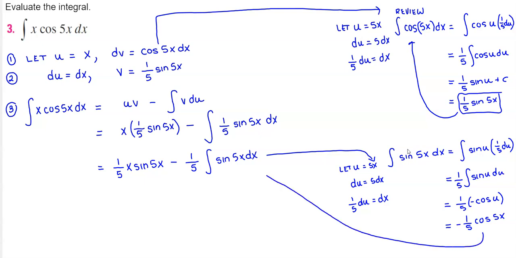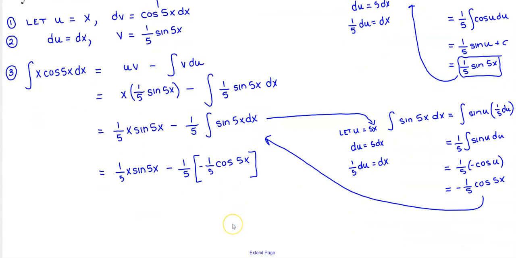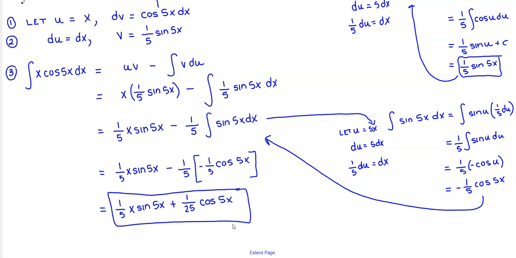So now we're going to bring that back into our problem. So we have 1/5 x times the sine of 5x minus 1/5 times negative 1/5 times the cosine of 5x. And so now if we distribute that negative 1/5, we get 1/5 x times the sine of 5x plus, since a negative times a negative is a positive, 1/25 times the cosine of 5x, and therefore there is our result.